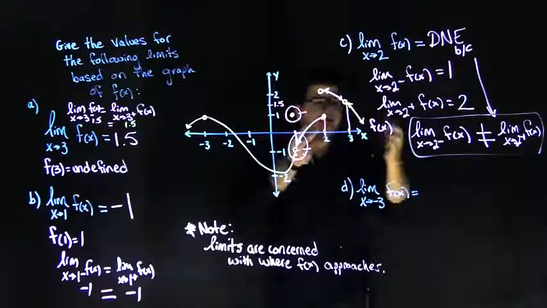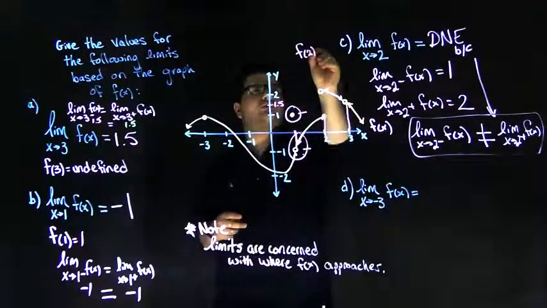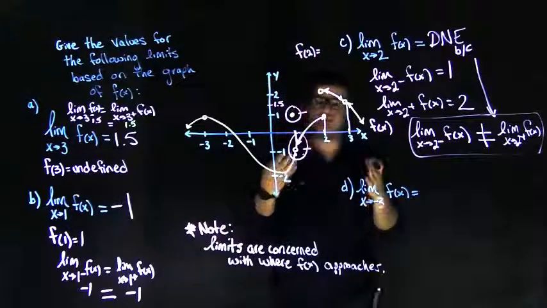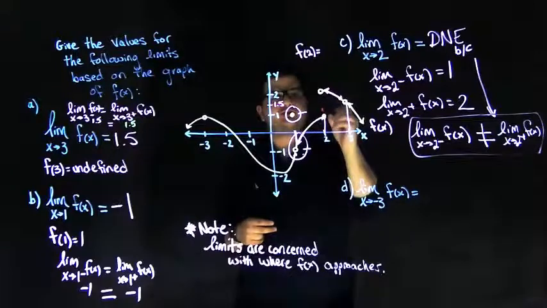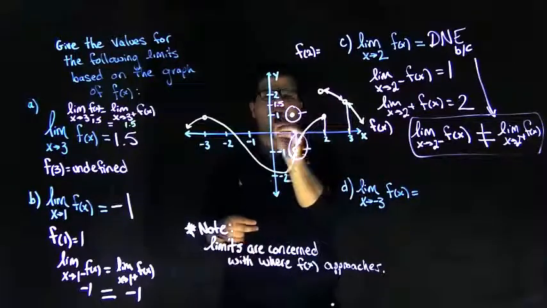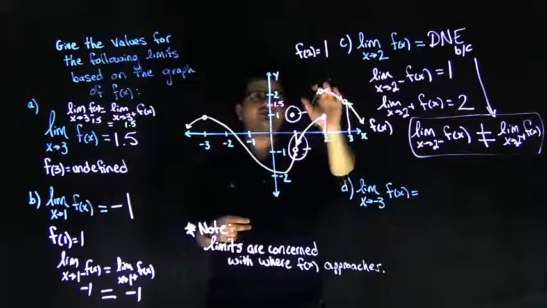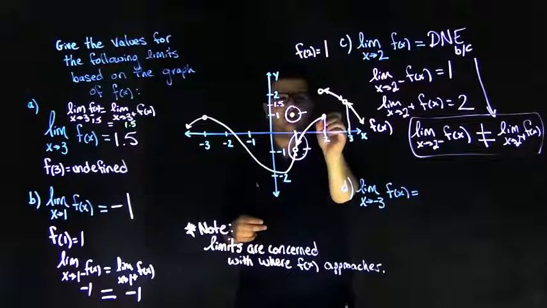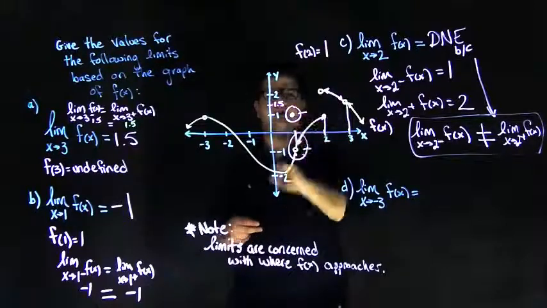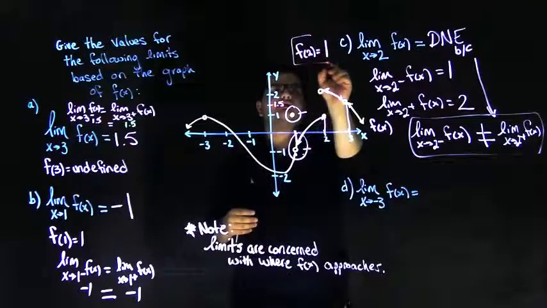The limits from the left and the right are not equal, therefore the limit at 2 does not exist. Now what if I ask you for f of 2? f of 2 is concerned with the point at 2, so where is the point defined? Here we have an open circle, here we have a closed circle, so f of 2 is 1, not 2, because at 2 it's an open circle, and at 1 it's a closed circle. So f of 2 is equal to 1.